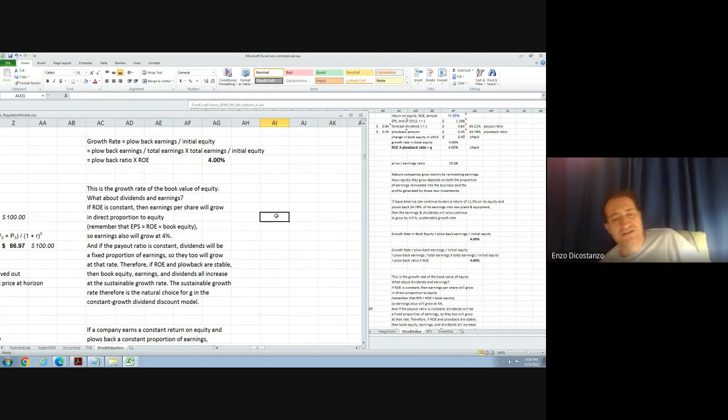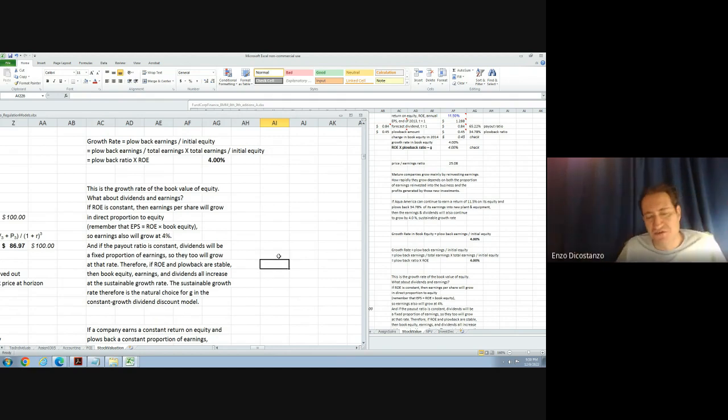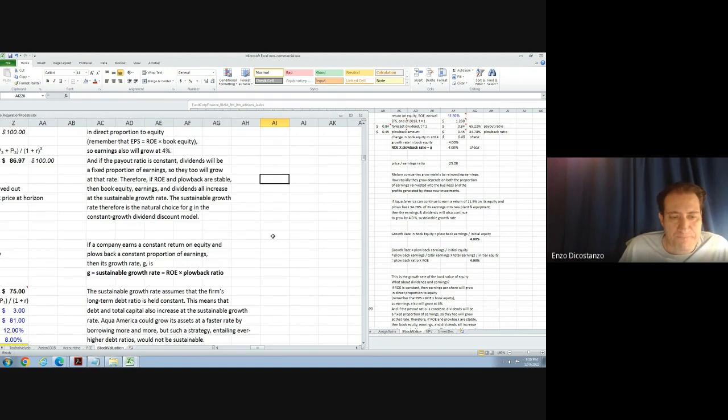If the payout ratio is constant, dividends will be a fixed proportion of the earnings, and they too will grow. And again, all these magical conclusions. So if ROE and plowback are stable, then the book equity and earnings will increase. Okay, I'm sure it's all true. And this is that formula, the ROE times the plowback. And I'm sure this is a big part of the CFA exam.